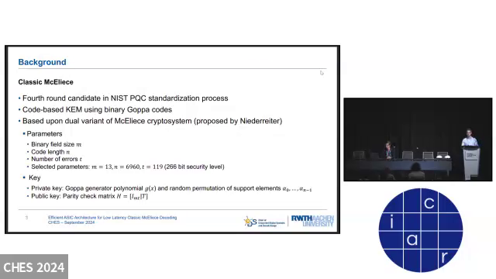With these parameters, we can then derive a key. The private key consists of a Goppa generator polynomial g and a random permutation of so-called support elements, which are then n field elements of the underlying Galois field. With these 2 components, the generator polynomial g and the support vector, we can derive the public key, which is a so-called parity check matrix H, which is then brought to systematic form, so we only have to store the non-systematic part.